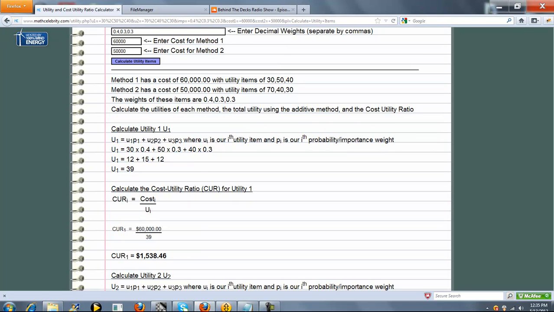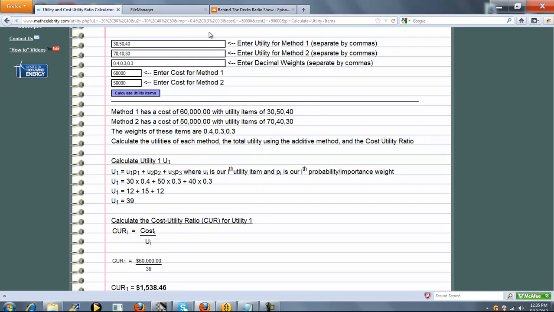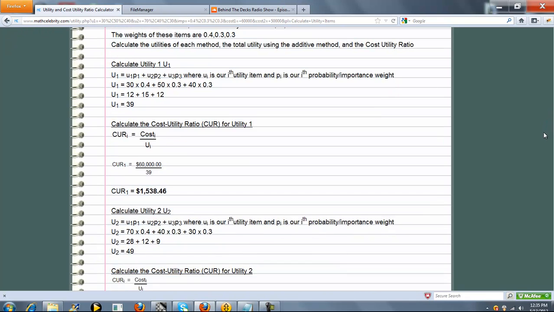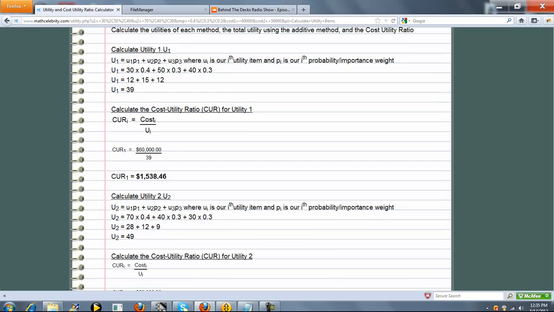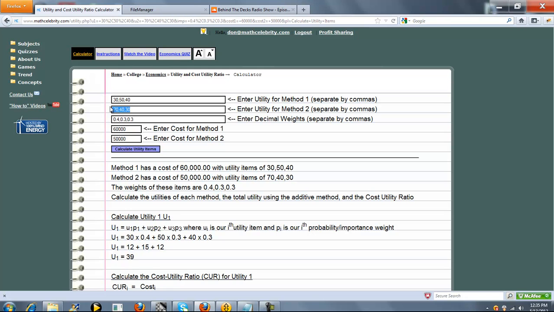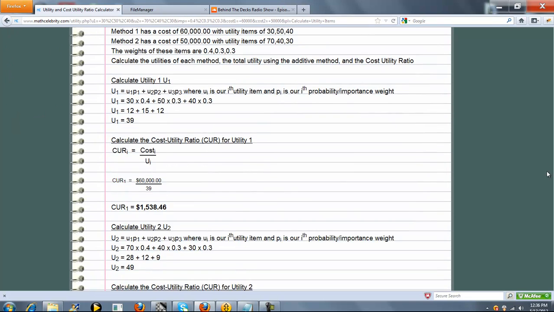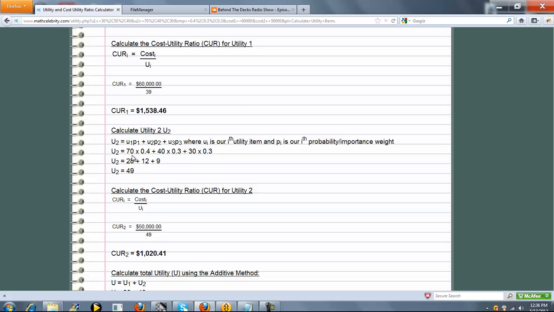Now, what we're going to do is the exact same thing, but for utility 2 and cost for method 2. So again, these are the weights you entered right here, and these are utility items. So let me scroll back up: 70, 40, and 30, and that's what you entered here. Scroll back down. So it's just, again, the product of each utility times its weight. Evaluate, simplify, we get utility 2 of 49.